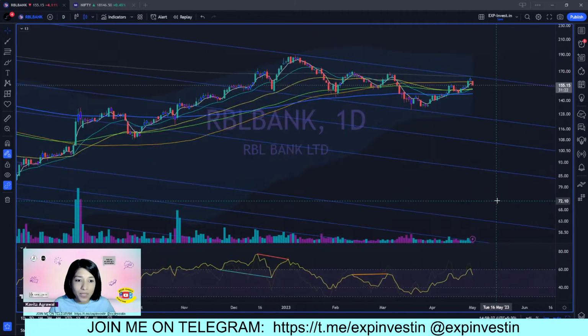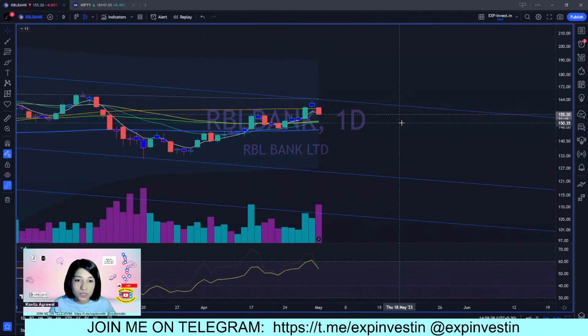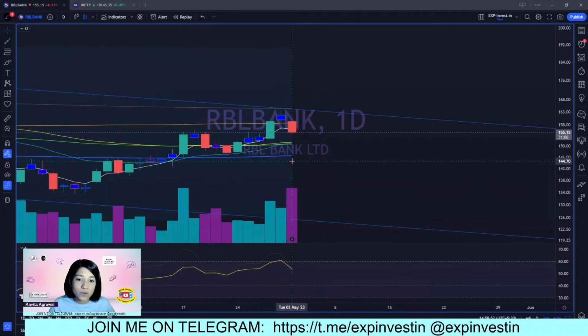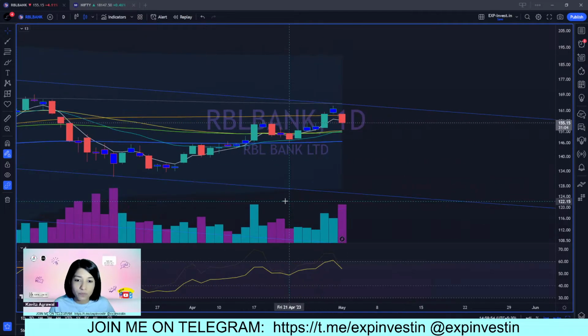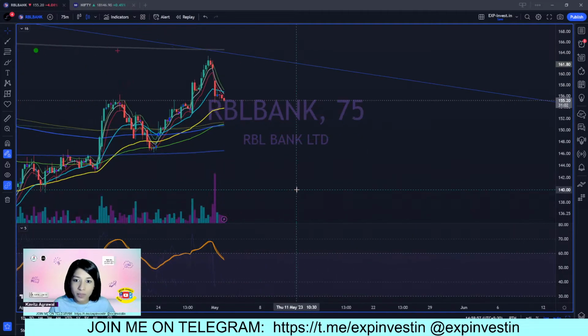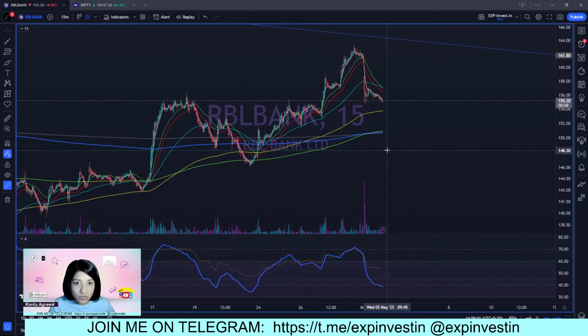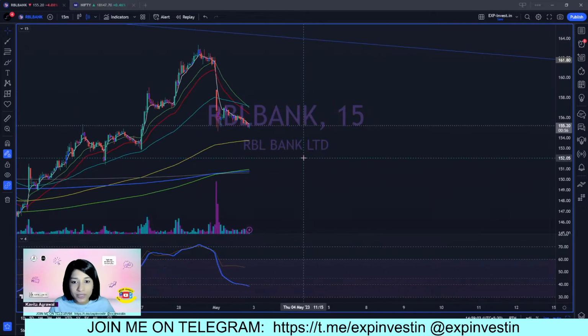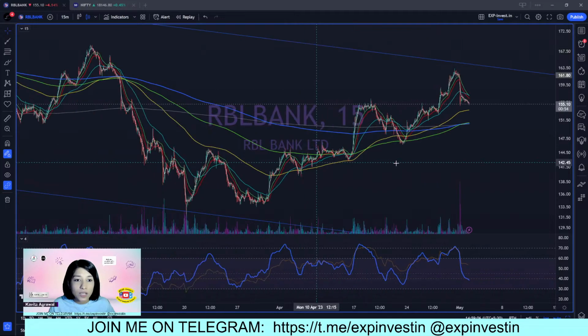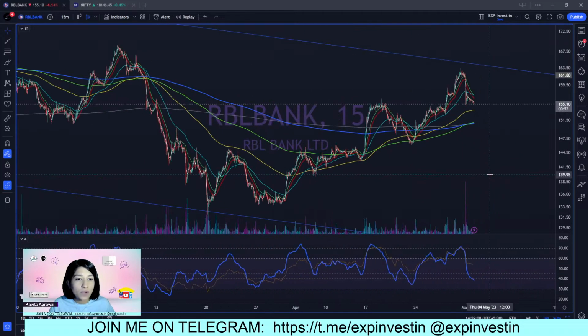With respect to RBL Bank, the problem is that this formation which it has given here is a bearish formation, and it looks like it's going to give a bearish closing with high volumes today. So making a fresh position in RBL Bank is definitely not recommended. In fact, if you have an active position in RBL Bank, I would suggest you exit it right away, because I am not feeling very confident.